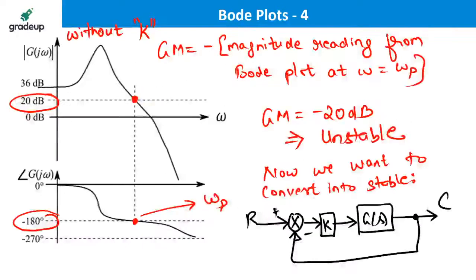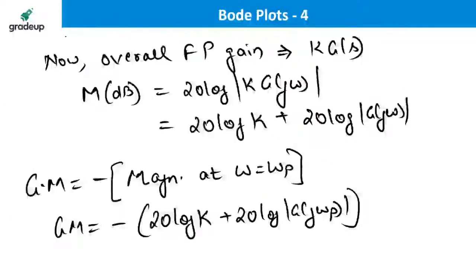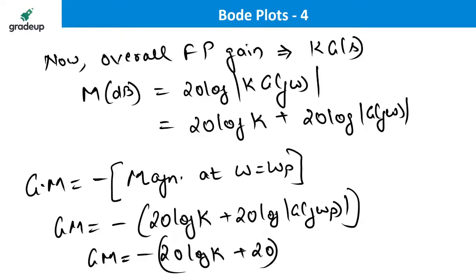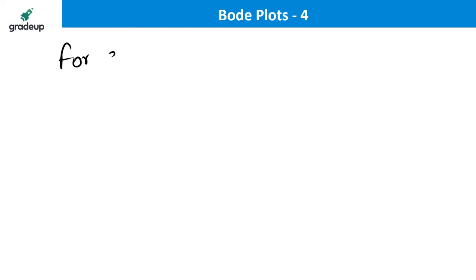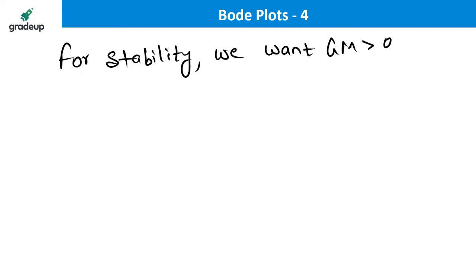That again I will show you. At omega p, what is the mod of GJ omega? In decibel it is 20. So let's place this value with the k. The answer is minus of 20 log k plus 20. And then for stability, we want the gain margin to be positive. That is, minus of 20 log k plus 20 to be positive.